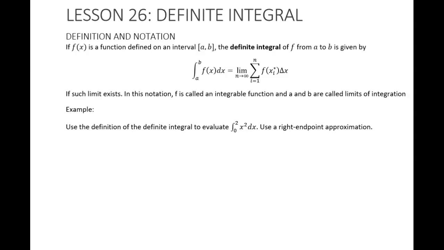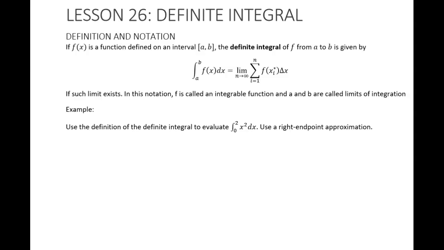If f of x is a function defined on a closed interval a to b, then the definite integral of f from a to b is given by this integral notation on the right, which is equal to the limit as n approaches infinity of this Riemann sum on, I think I should have said left, and the right. So basically we're going to understand that a bounded integral is equal to its related Riemann sum, if such a limit exists. In this notation, f is called an integrable function, and a and b are called the limits of integration.